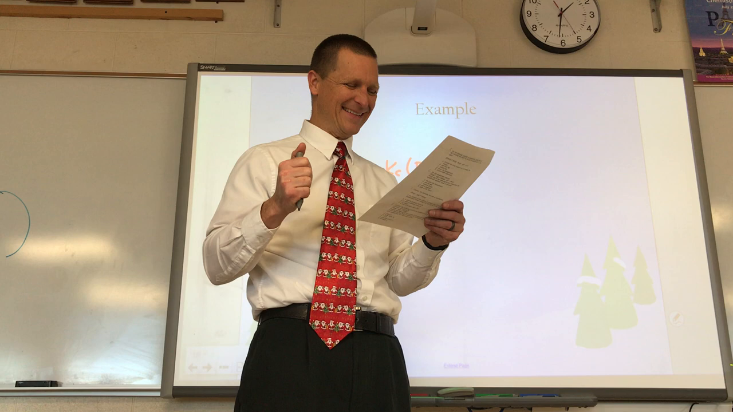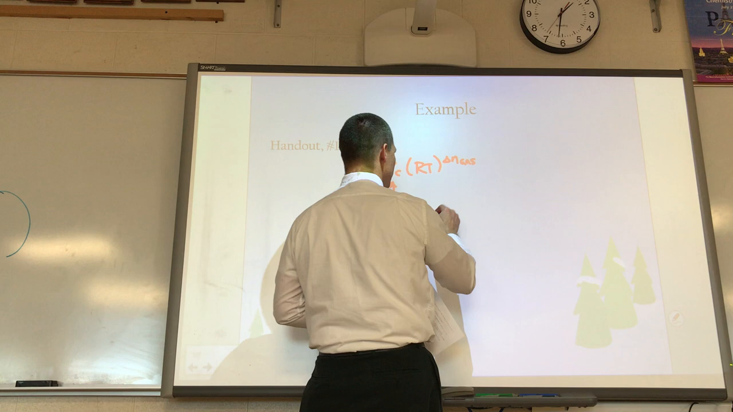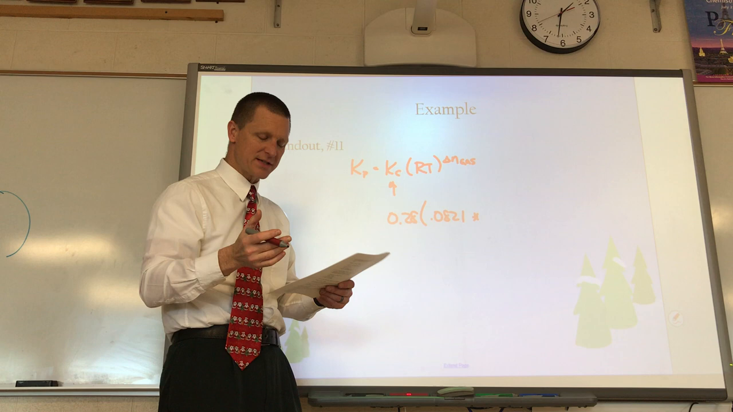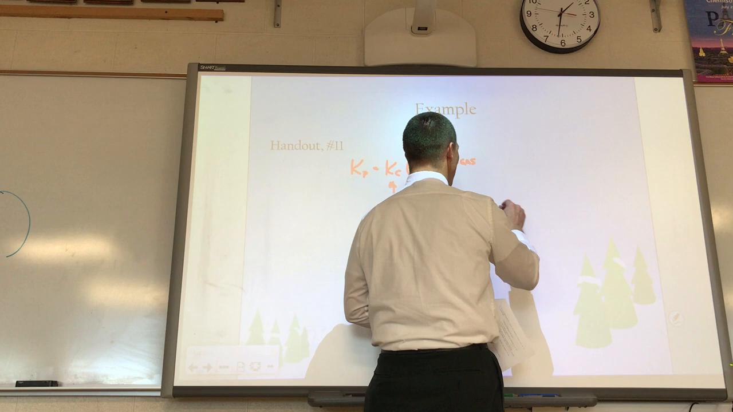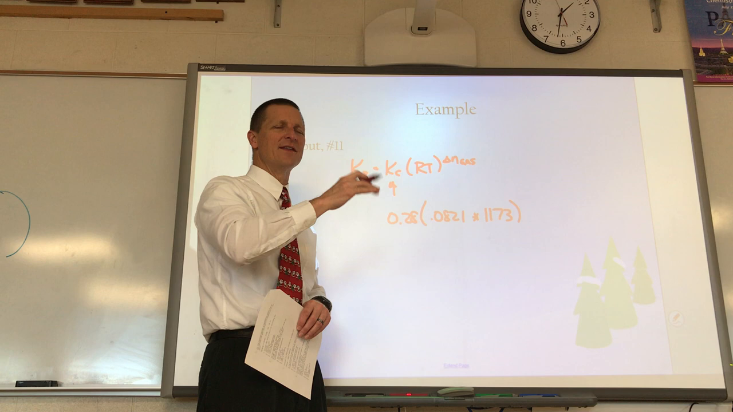So in number 11, where it says the equilibrium constant K is 0.28, that's this thing right there. So 0.28 times R times T, which is 0.0821 times the temperature. Now it was a 900 degree reaction. Add 273 to it. So it's 1173 is the temperature in Kelvin. What's the delta N? It's negative 2. Right, negative 2. We have 5 moles of gas on the left, producing 3 moles of gas on the right. Yeah?